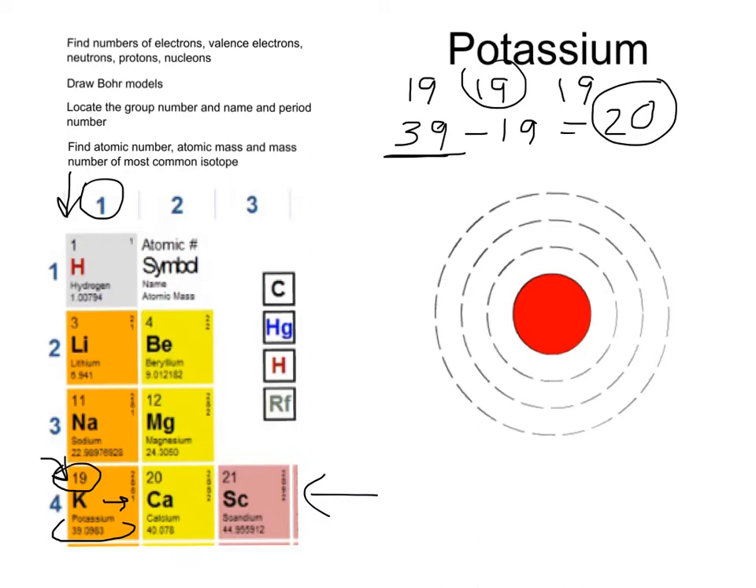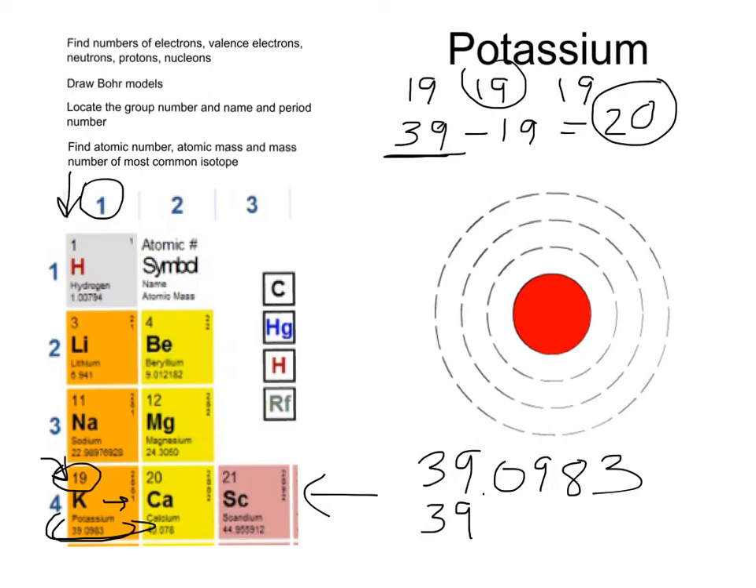We already did the atomic number. It was 19. The atomic mass is that number I circled down here at the bottom, and that is the whole unrounded number we would write for that. So we would say 39.0983 is our atomic mass. And our mass number for the most common isotope is that number rounded. So 39 is for the most common isotope.